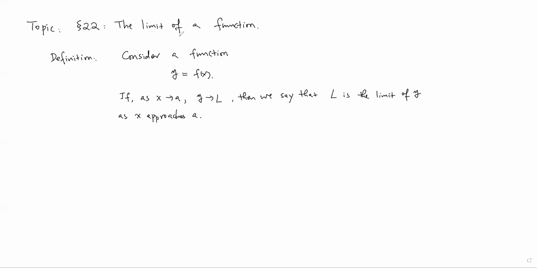Today is about the limit of a function. Given a function y is equal to f of x. In this function, x is the independent variable. Independent means x can freely assume values. The value of y depends on the value of x. So we call y the dependent variable.